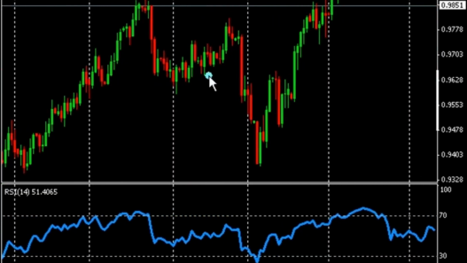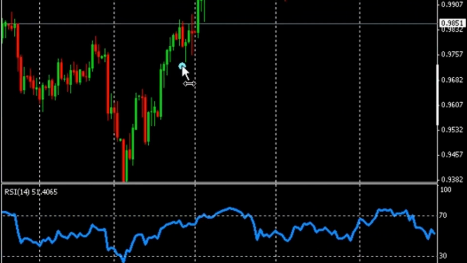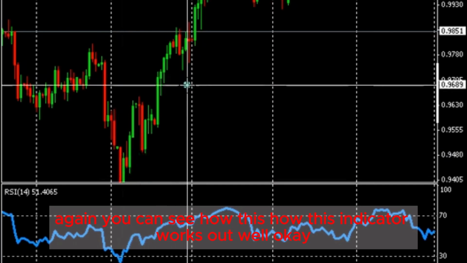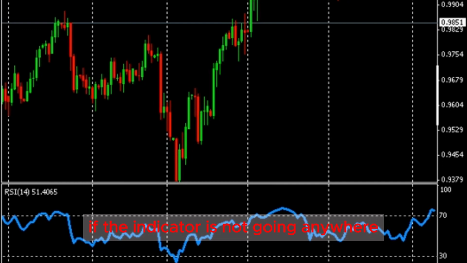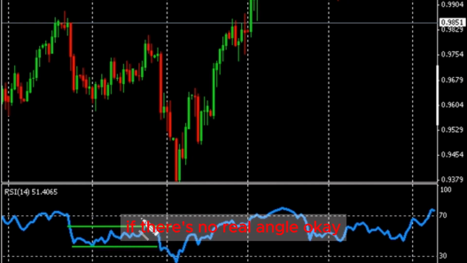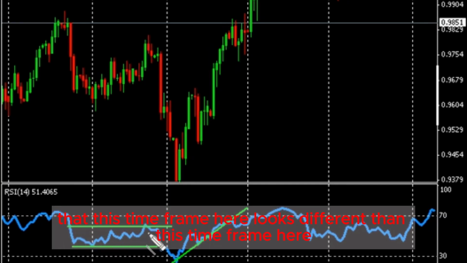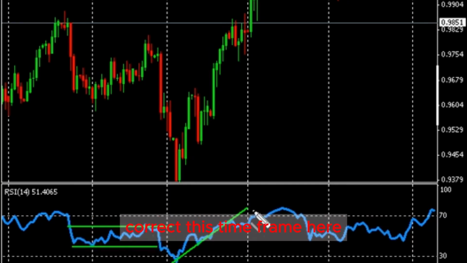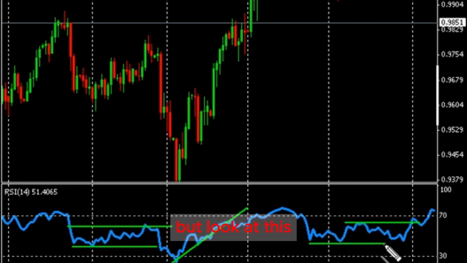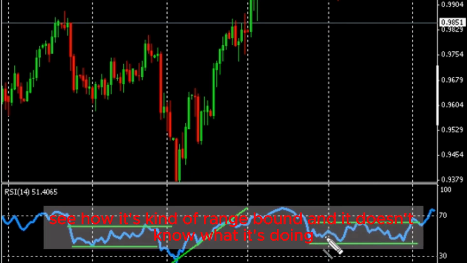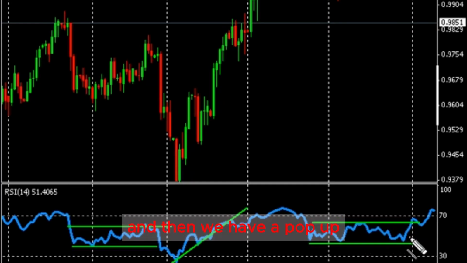Again, you can see how this indicator works out well. If the indicator is not going anywhere, if there's no real angle, if it's not heading up somewhere, that's a good indication. This time frame here looks different than this time frame here, correct? In this time frame, we're not even going to see the currency chart. But look at this. See how it's kind of range bound and it doesn't know what it's doing? And then we have a pop up.